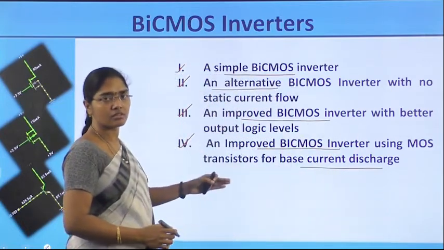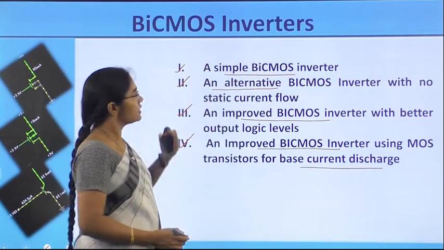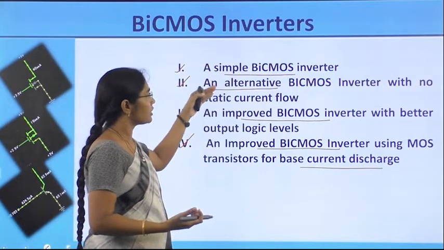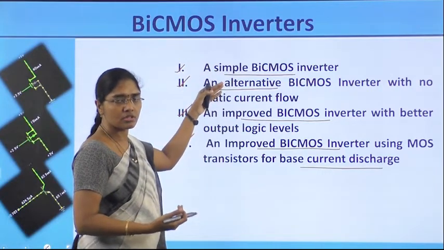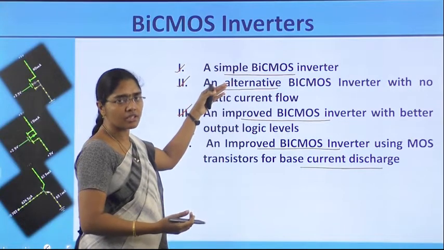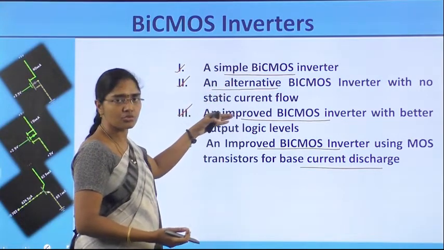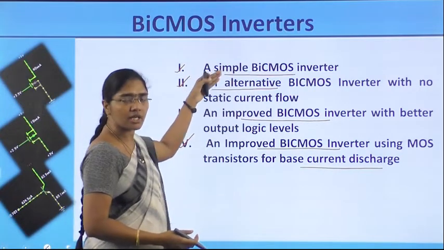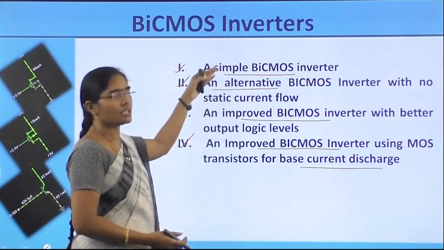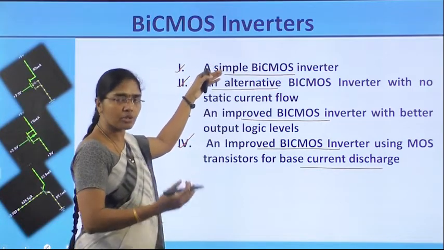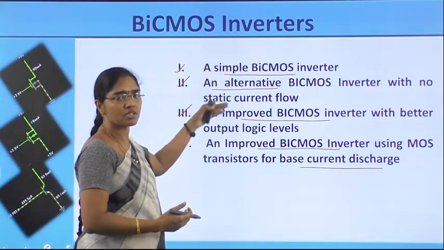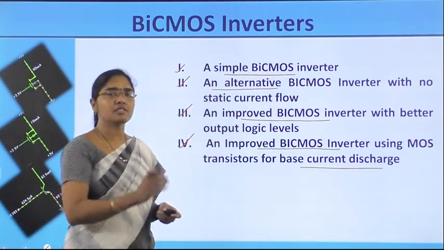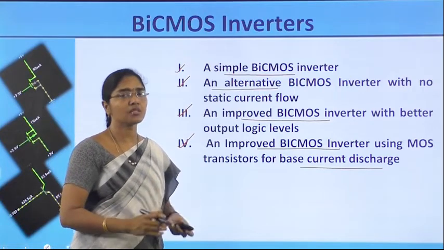So from these circuits we can understand that simple BiCMOS inverter is having some problem. So to avoid that problem, alternative BiCMOS inverter is used, and still to improve this alternative BiCMOS inverter, third version is used. Still to improve this, fourth version is used. So starting with the basic circuit and seeing its improvements means each and every circuit is having some problem. To avoid that problem, what mechanism is used is given as improved versions. Let us see simple BiCMOS inverter and its improved versions.